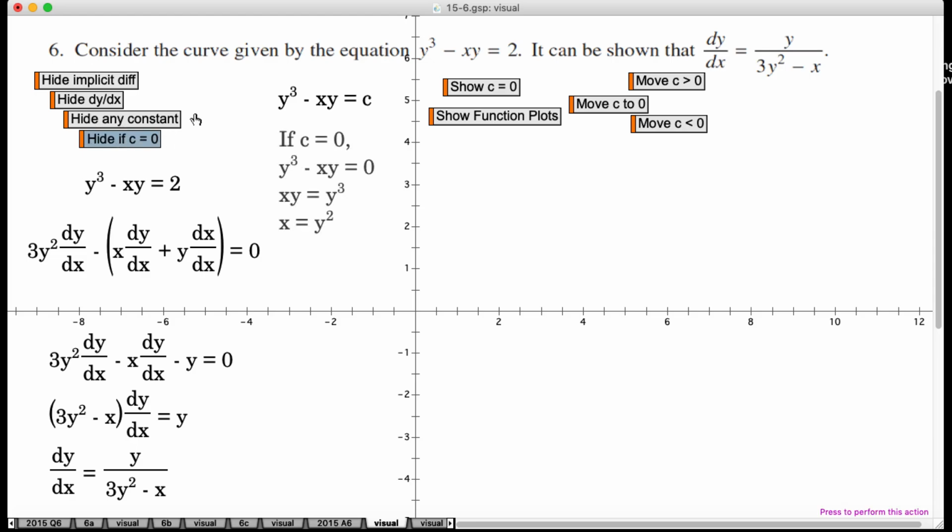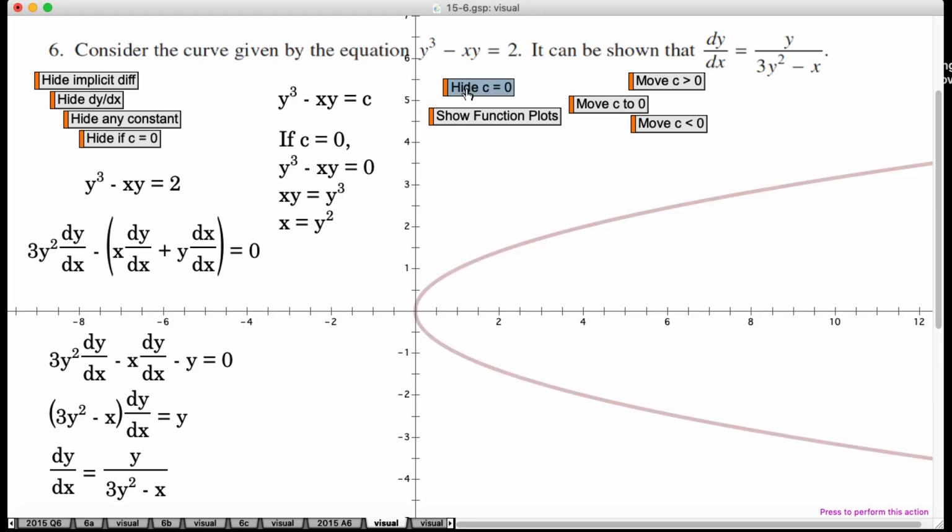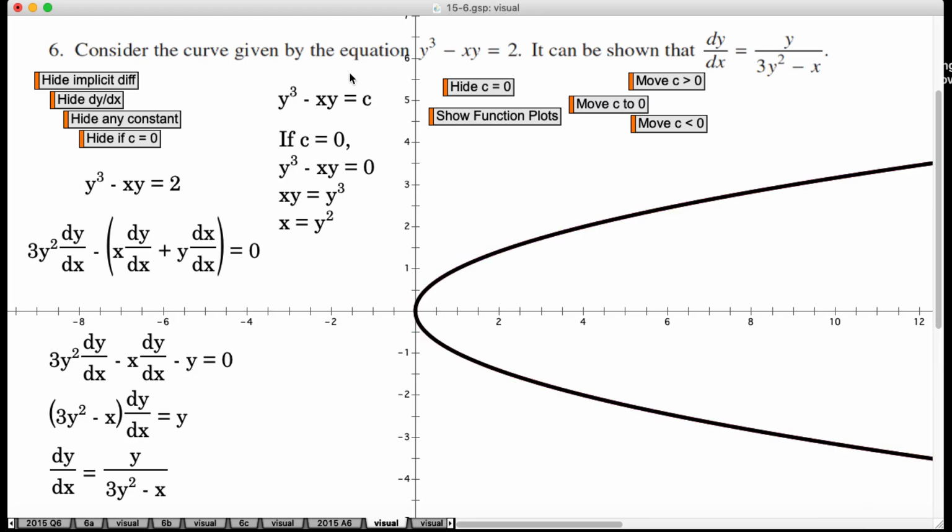What would happen if the constant was equal to 0? If the constant was equal to 0, I'd get simply y cubed minus xy equals 0. And then I could bring the xy to the other side, switch sides here and divide by y. I get x equals y squared, which is a parabola facing to the right. So this would be true if the constant was 0. So this is one of that family of curves here.